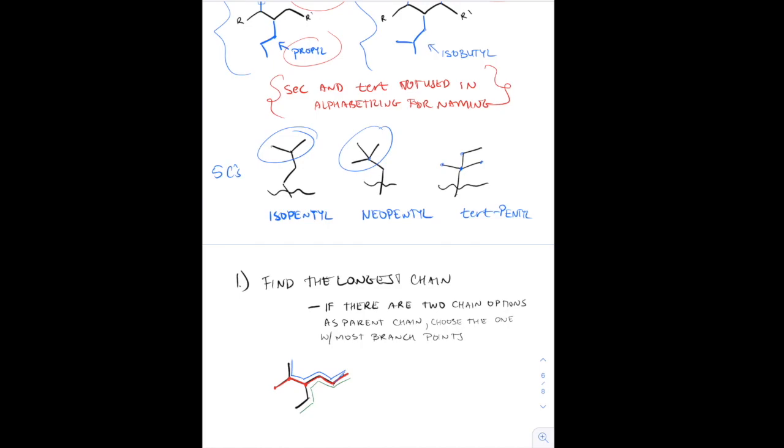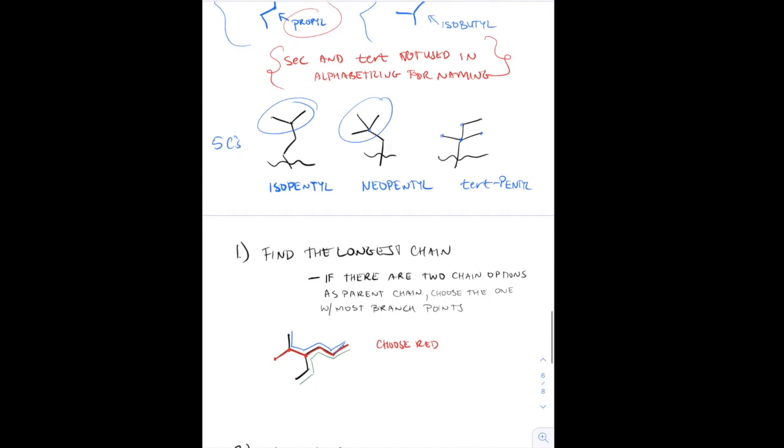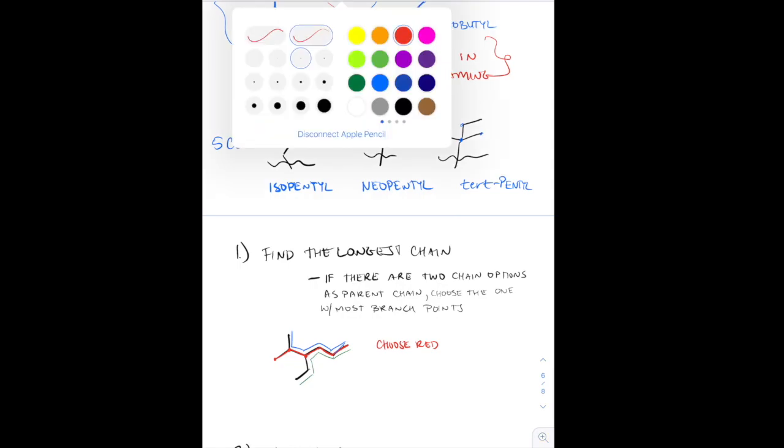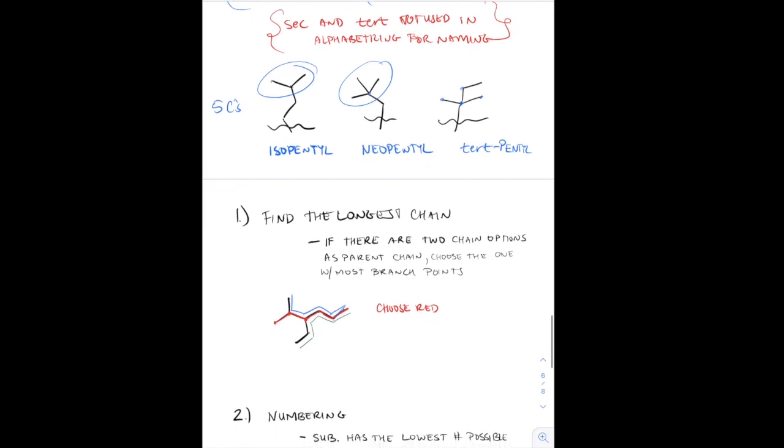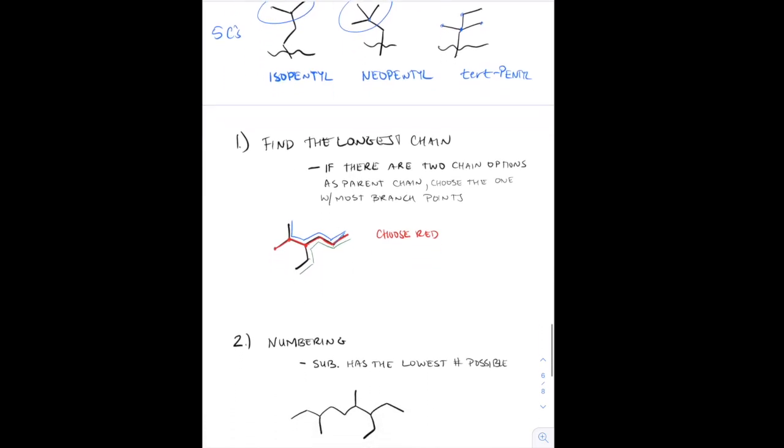Okay, so I'm going to go ahead and stick with the red as our longest parent chain. And it is the longest parent chain with the most branch points. So choose red. I'm only choosing red just because it's aesthetically pleasing and it goes straight across. I could have chosen blue as well, but definitely not green.